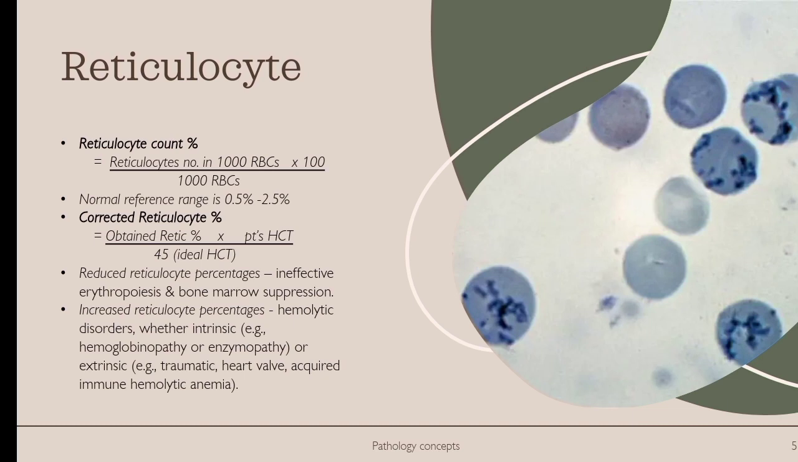Reduced reticulocyte percentage is seen in ineffective erythropoiesis and bone marrow suppression. Increased reticulocyte percentage is seen in hemolytic disorders, whether intrinsic or extrinsic.